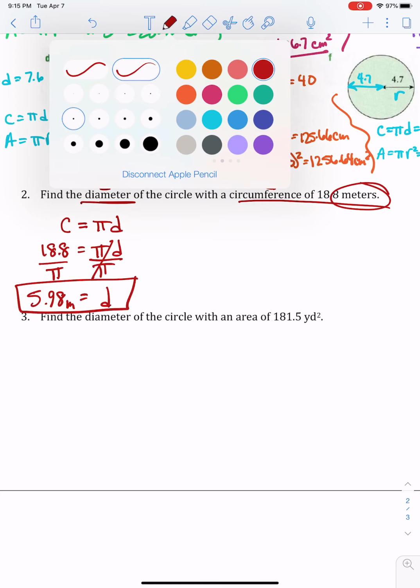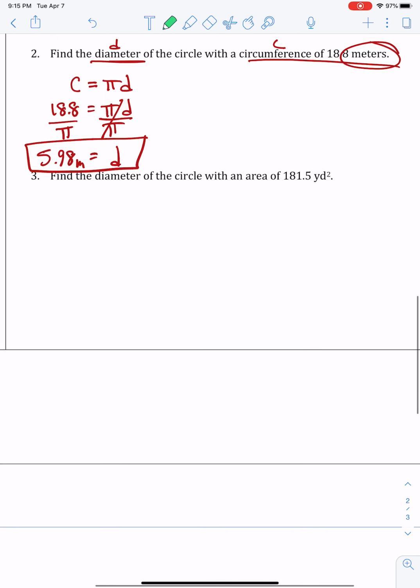The last question in this section. Find the diameter of a circle with an area. So that has to be a step further, because the formula for area is pi r squared. But I'm going to need a d when I'm done. So make sure that you solve that way.